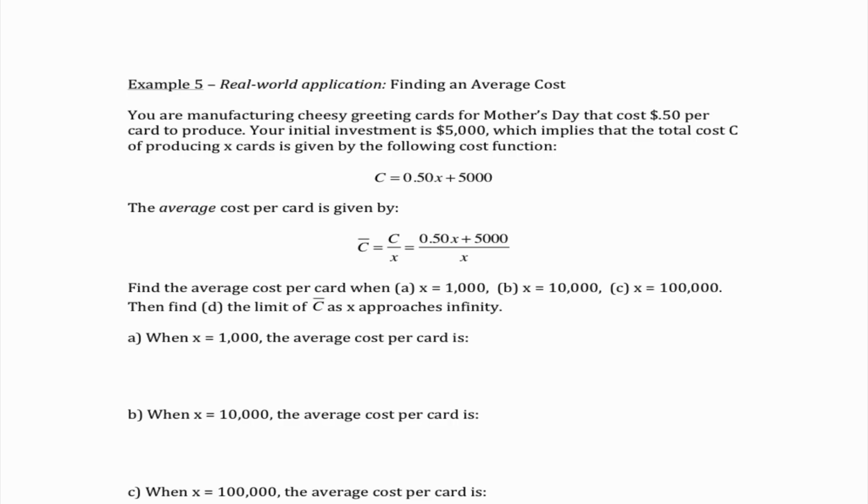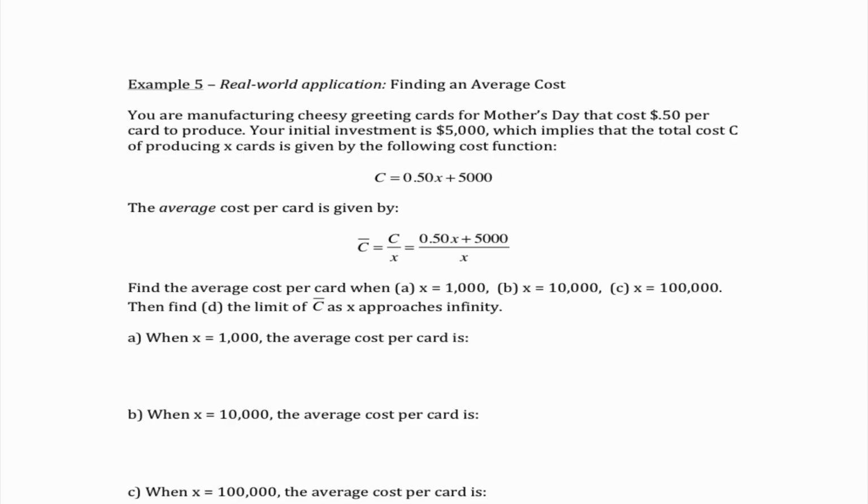So our last problem, we're going to talk about finding an average cost. And that's kind of a common thing where it's like if we sell so many of one product, how much does it actually cost us to make each product? So it says you are manufacturing cheesy greeting cards for Mother's Day that cost 50 cents per card to produce. Your initial investment is $5,000, which implies that the total cost C of producing x cards is given by this following cost function. The average cost per card.